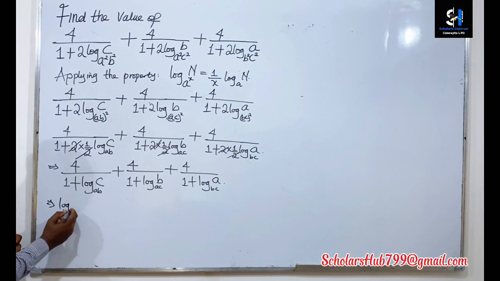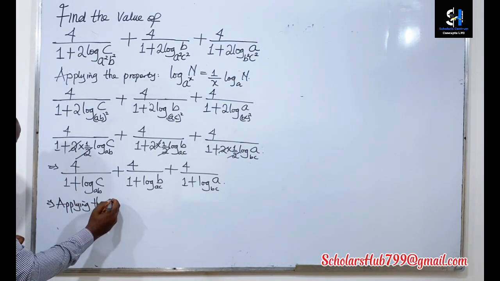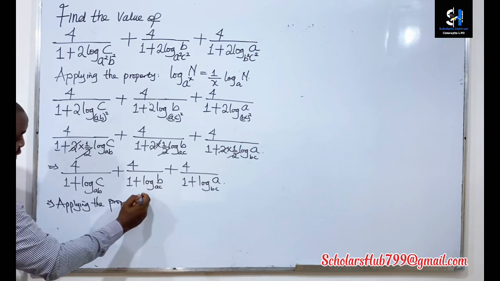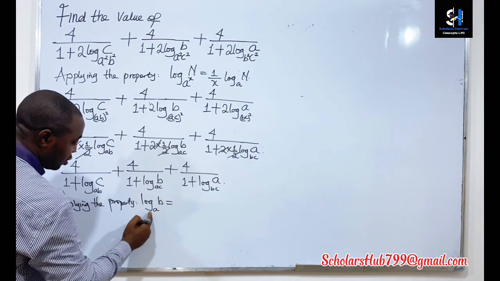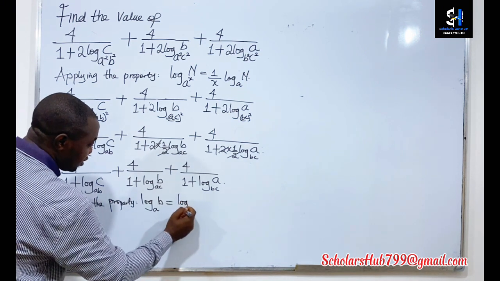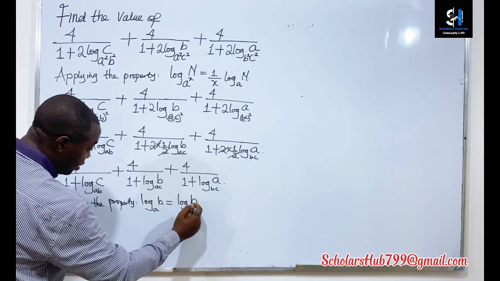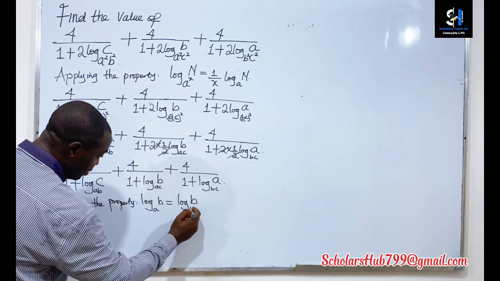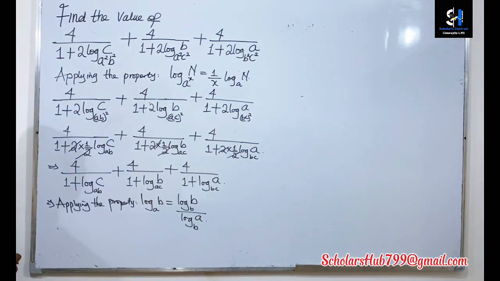So that means we're going to use the change of base property. That is, if we have logarithm to base a of b, then this becomes logarithm to base b of b over logarithm to base b of a. Something like that. So I'm going to apply that in this case.